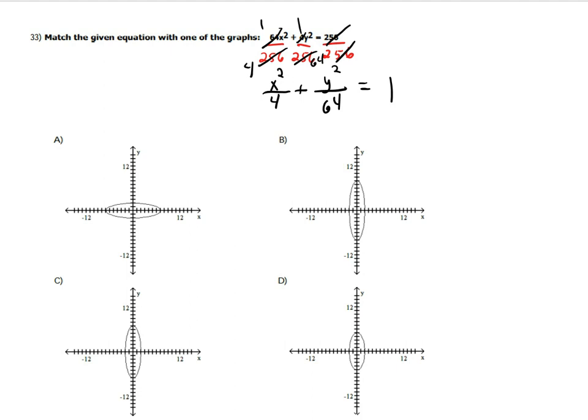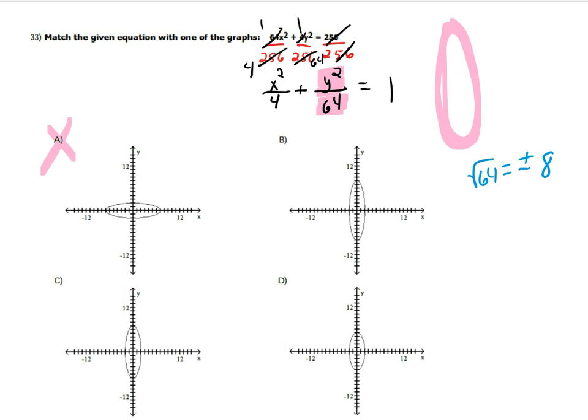Sorry about that, kind of goofed that up. For your ellipses, 64 is bigger than 4 and it goes with the y squared. So I know I'm going to have a vertical ellipse. So that means A is out because that's horizontal. And then for your vertices, the square root of 64 is positive or negative 8.